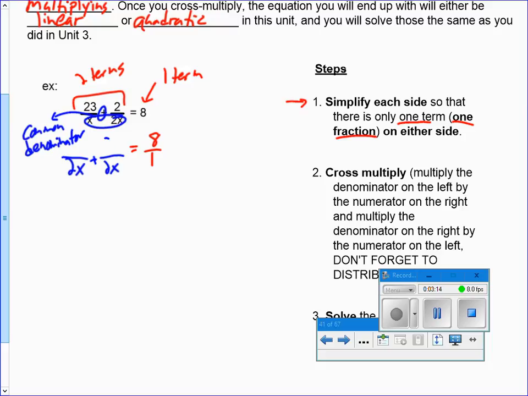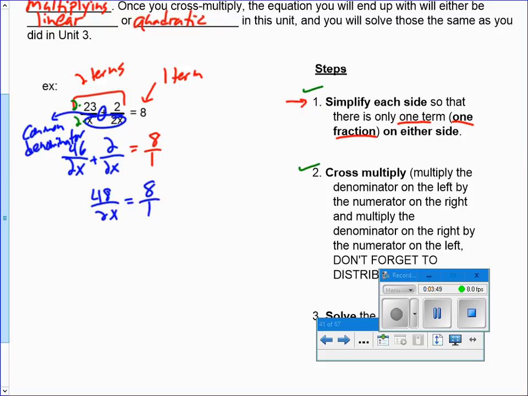So this first fraction is already over 2x. The other fraction, the way I would get to 2x is to multiply it by 2. It's 2 times x makes 2x. I'd multiply the top by 2 as well, and I have an equivalent fraction over 2x. So just like we've been doing all along when we add fractions together, we get a common denominator, add them together. So this one's going to be 48 over 2x equals 8 over 1. So now we're done with step 1.